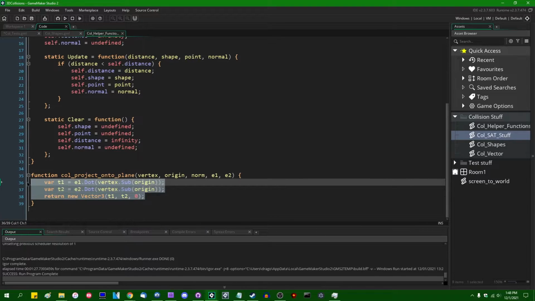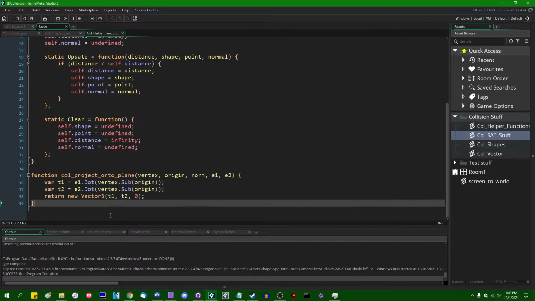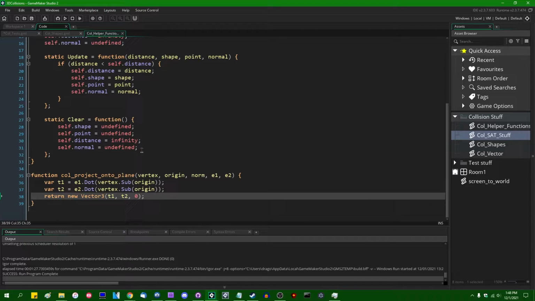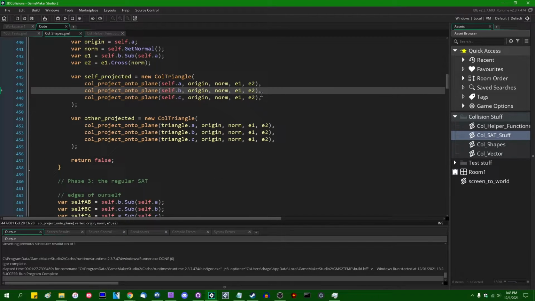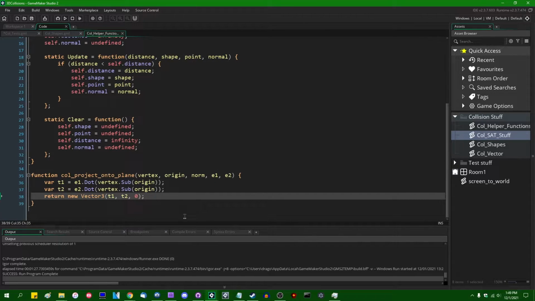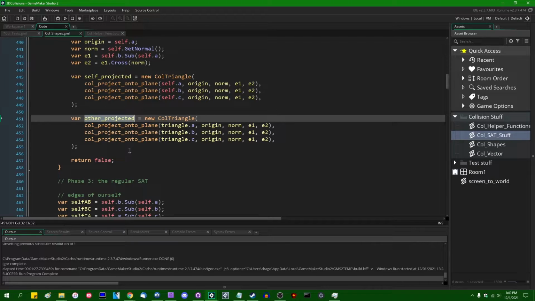Projecting 3D vectors onto a plane is code that you might want to reuse for other purposes. It is something that you might want to do elsewhere in 3D games, but I don't want to make a huge deal out of it. Just if you're ever doing anything and you see code that looks like this, now you know where it comes from. Anyway, we now have two triangles that are projected onto a 2D plane.